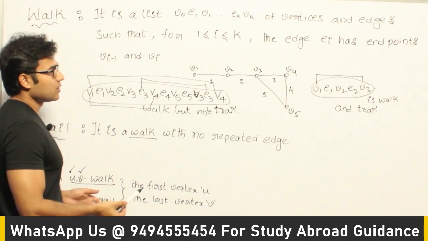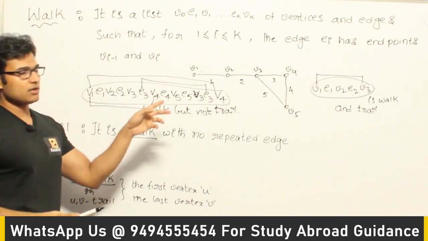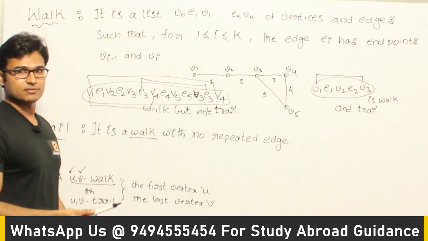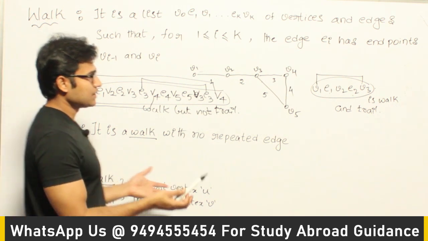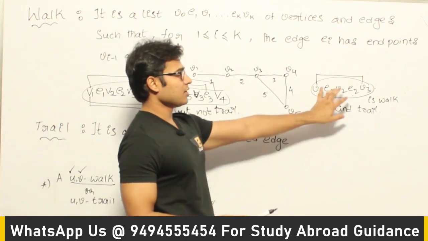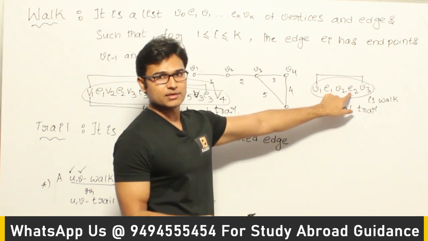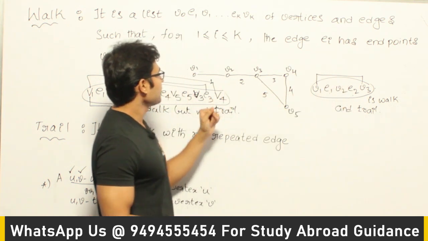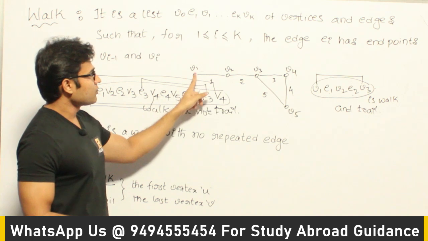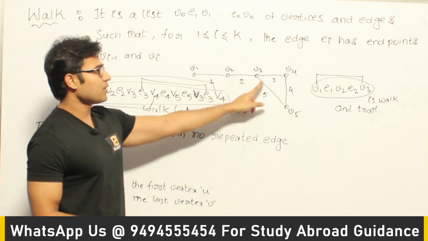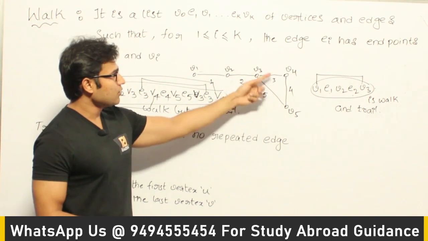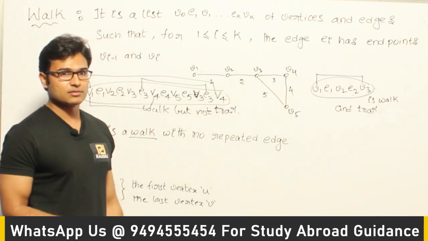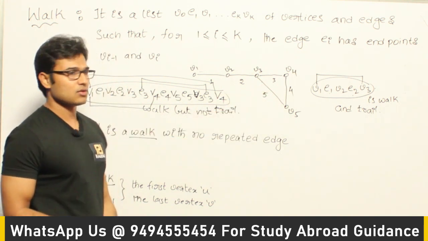Got it? So when you come to a trail, there will be only one trail between two vertices. As long as you have two distinct paths without any repeated edges, then you can have two trails. But in this case, if you want to go from v1 to v3, there will be only one trail. If you want to go again by one more path, then you are supposed to repeat the edges. Got it? Okay.